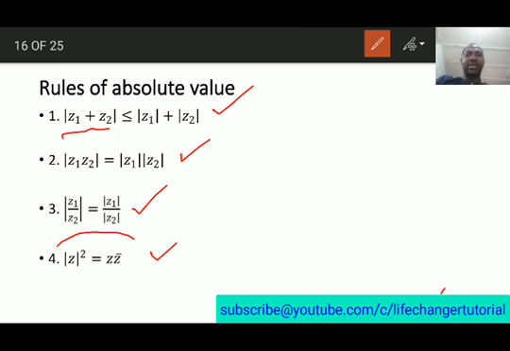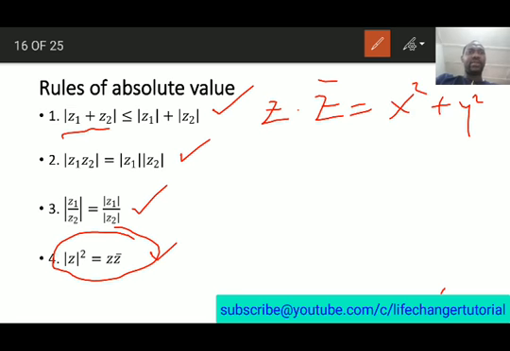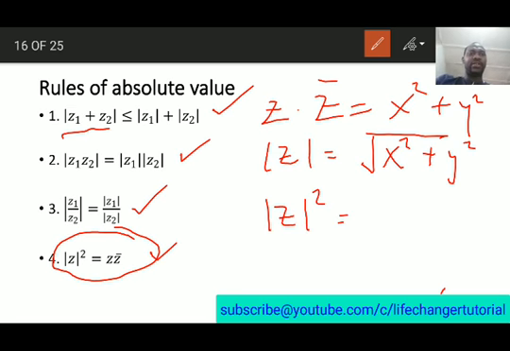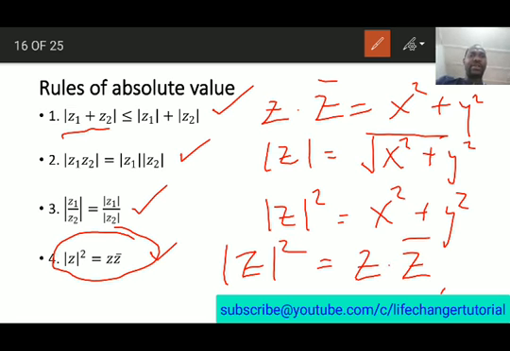Let me prove this quickly. Remember we said that when you multiply a complex number with its conjugate, it gives you the sum of two squares, x squared plus y squared. The absolute value is the square root of x squared plus y squared, so when you square the absolute value, it takes away the square root and gives us x squared plus y squared. That is how we see that the square of the absolute value is equal to a complex number times its conjugate. So whenever you see this, you can just substitute it. Right?